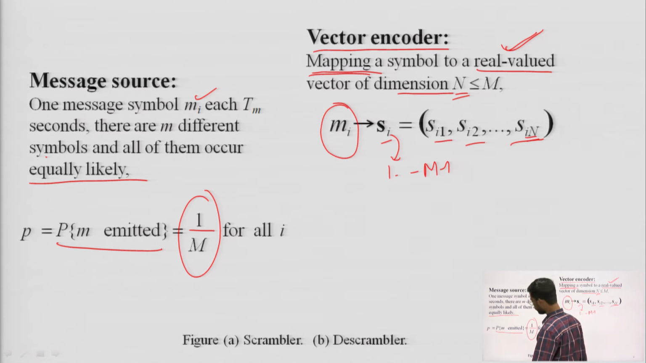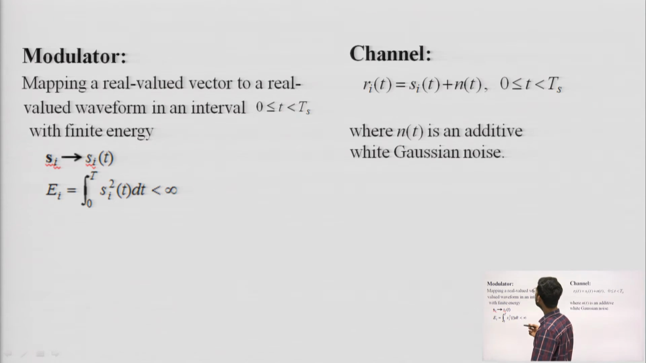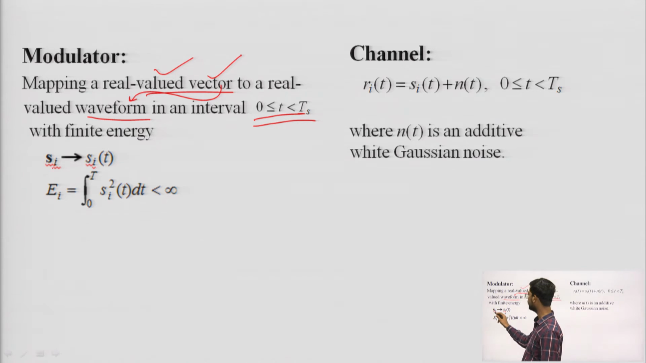Okay. So, 0 to m minus 1, and this is the modulator. Modulator is nothing but mapping a real valued vector, whatever the input to the modulator, to a real valued waveform in an interval 0 to Ts with finite energy. So, Si is converting in terms of a waveform.